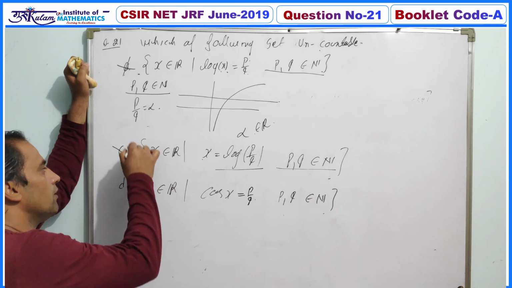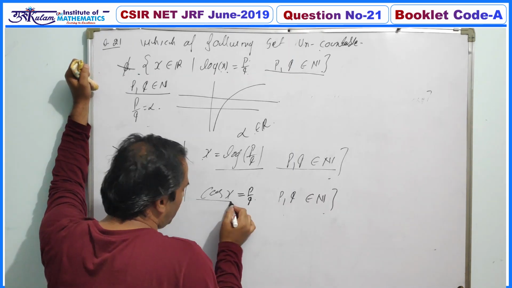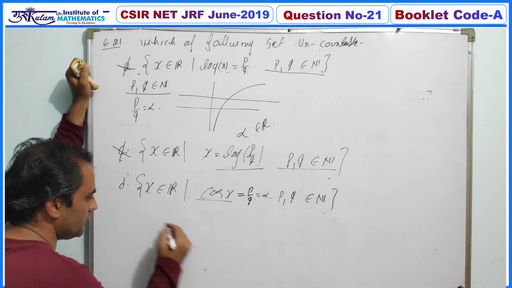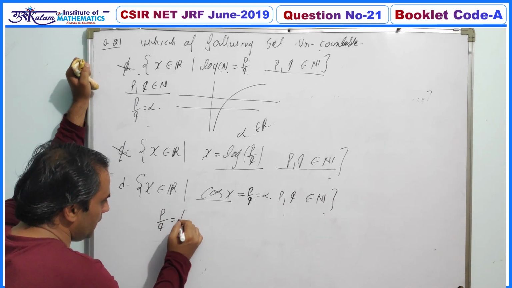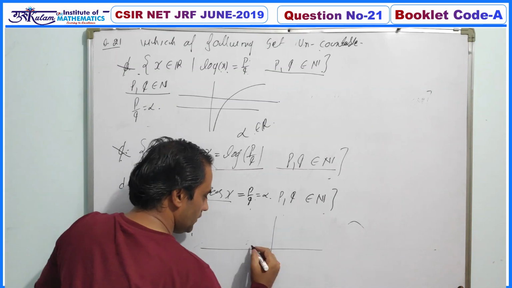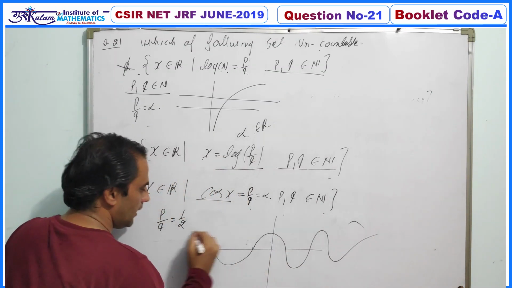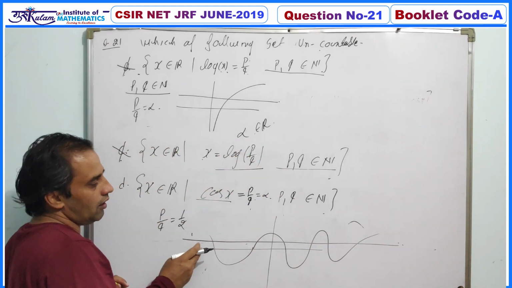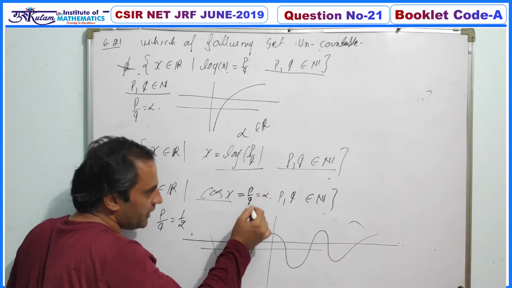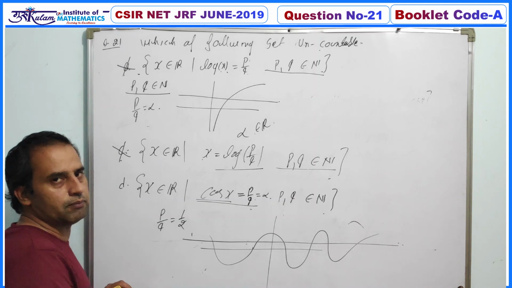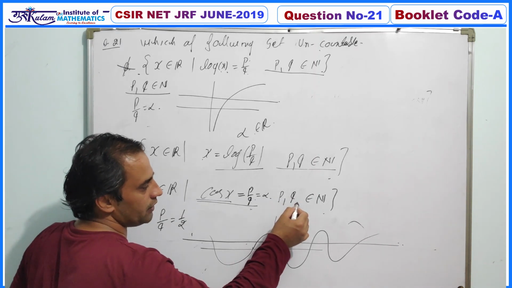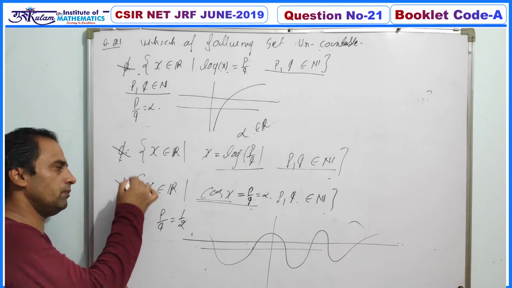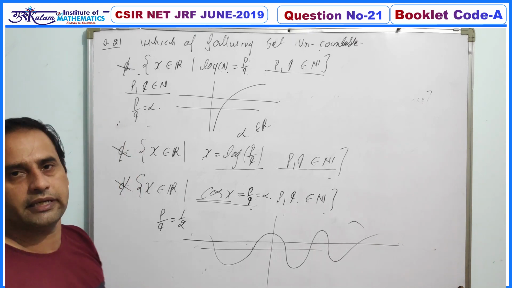And similarly, the graph of cos x intersects any value alpha at most at some countable number of points. For example, if we take p by q equal to 1 by 2, the graph of cos x is this one, and the line 1 by 2 is this one. So the intersection points of these two are only countably infinite. That is, for every p and q this equation has at most a countable number of solutions, and the number of choices of p and q is also countable. Again, a countable union of countable sets is countable, hence this set must be countable. So your B option is true, and the remaining are all false.